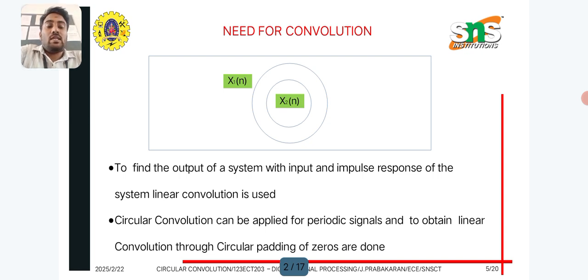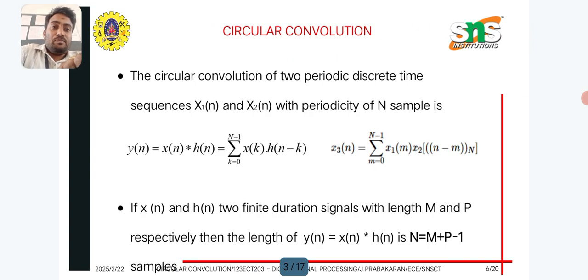What is meant by a periodic signal? A periodic signal repeats its value at a particular period. Circular convolution can be applied for periodic signals, and to obtain linear convolution through circular convolution, padding of zeros is done. Here you can see the formula for convolution.